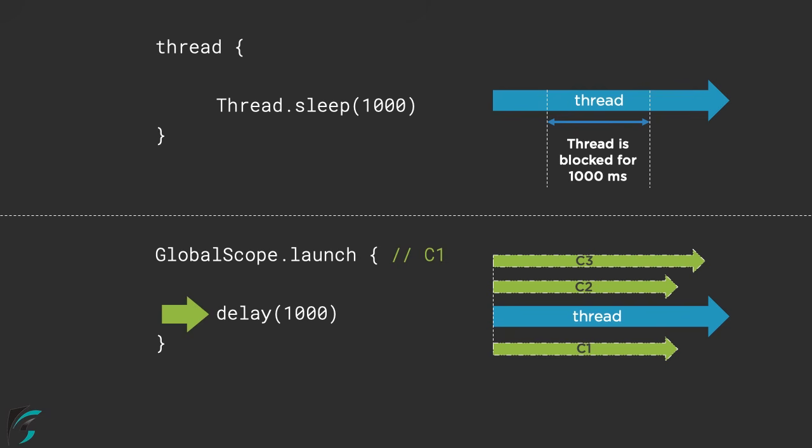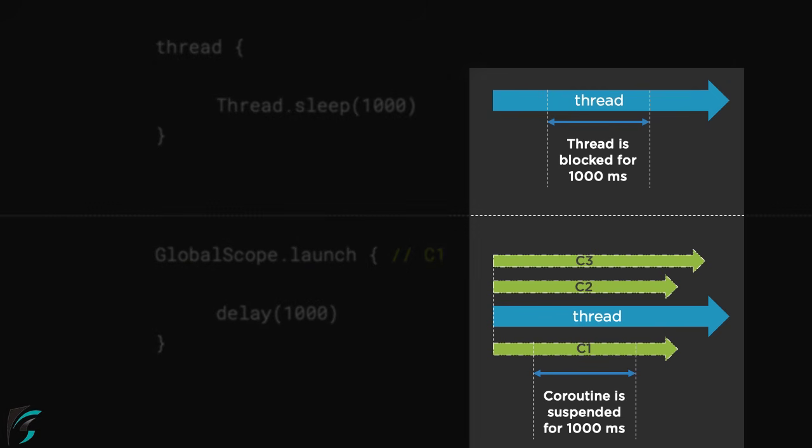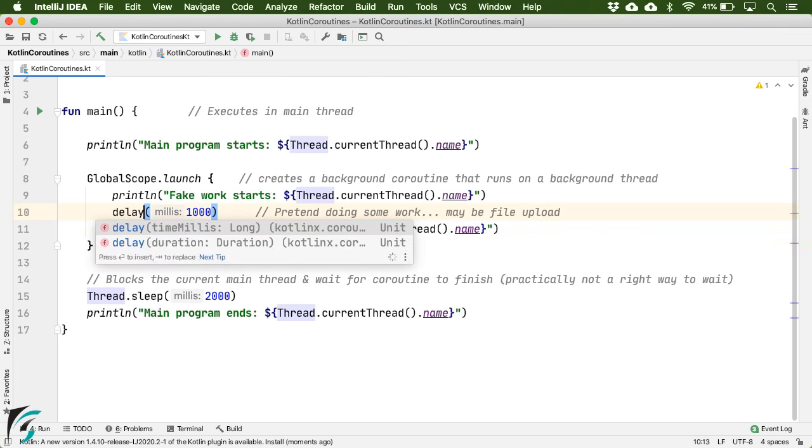Now, when this statement delay 1000 is executed, it basically suspends the coroutine for 1 second. But it does not block the thread at all, which means the execution of other coroutines is not affected. They keep operating in the normal manner. So I hope this clearly shows you the differences between the delay function and the Thread.sleep function. So here in our program, let us replace this function by the delay function.